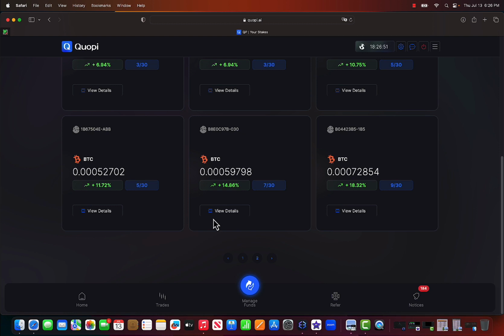Now we go to the three at the bottom, and we have a 5, a 7, and a 9 day of the 30 day period that is being staked. The one that's been staked for 5 days has achieved 11.72. The one for 7 days has achieved a 14.86. And the one for 9 days has received a 18.32.